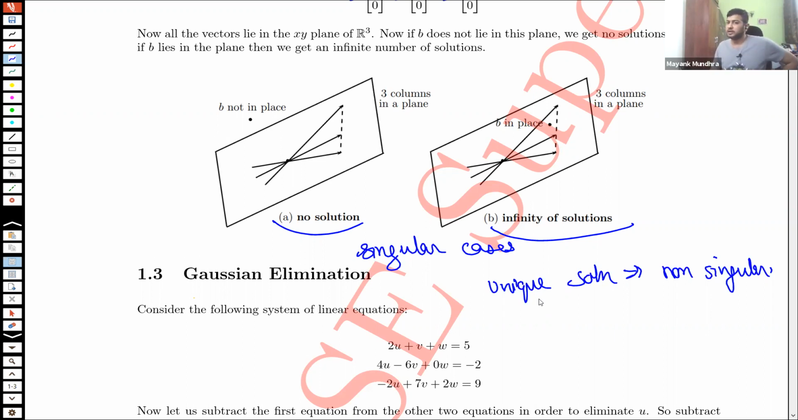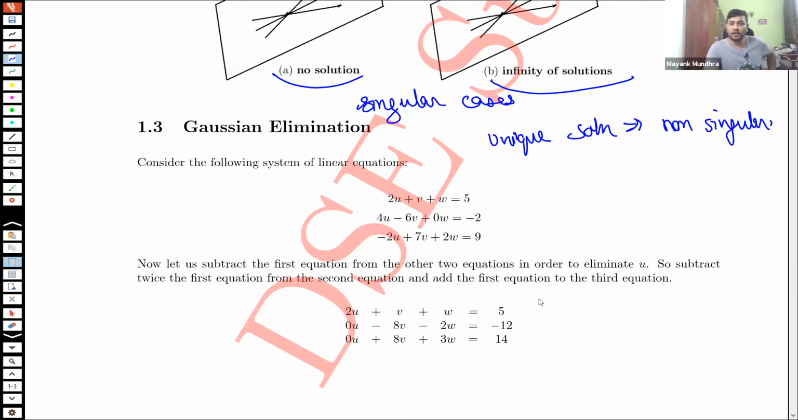Now, why am I clubbing the no solution and infinity of solutions? This will become clear in some more time. Maybe by the next lecture, we'll be able to highlight why we are taking no and infinite solution as one case and unique solution as a separate case. That will depend on the nature of the matrix.